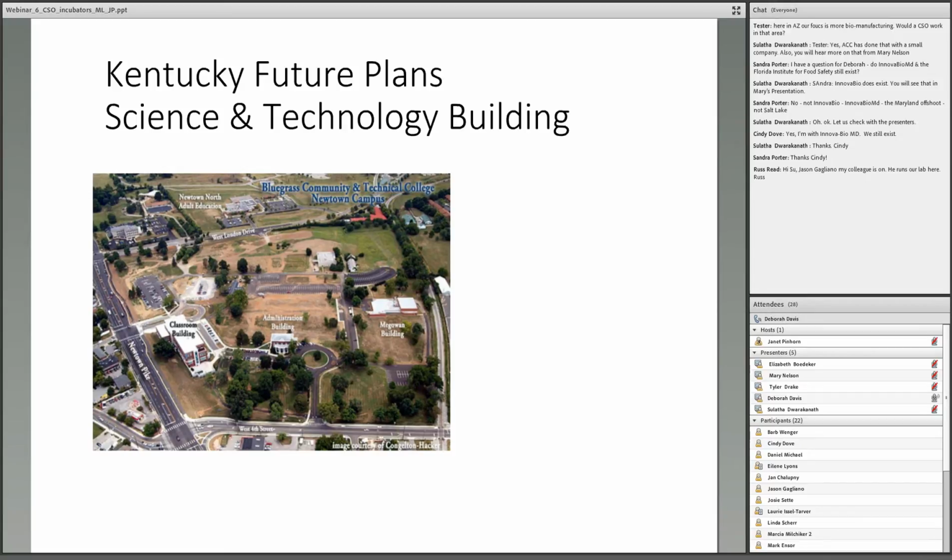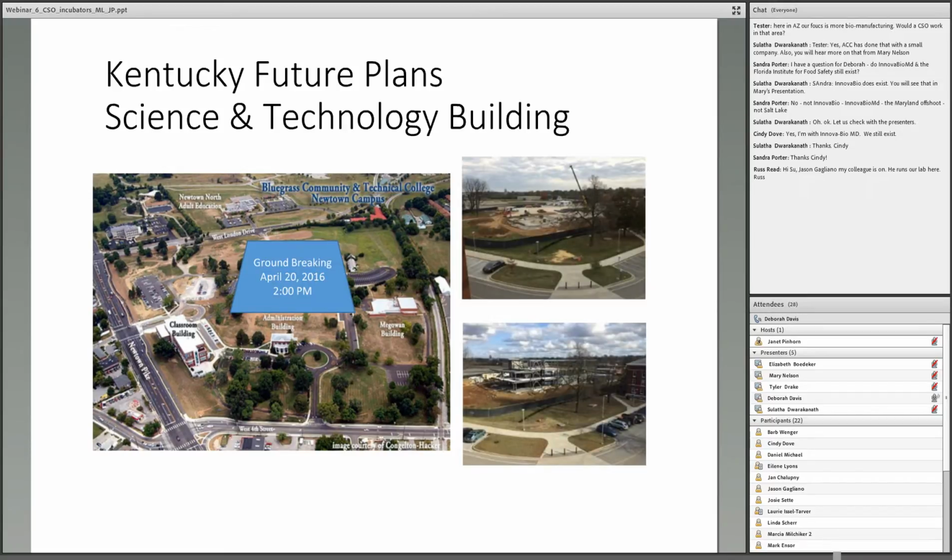So the new Science and Technology building is started. We broke ground on April the 20th of last year. The picture in the upper right-hand corner was about 6 months ago. That showed the building with the foundation being completed. And then the lower right picture is a few weeks ago. Actually, I think it was last Friday. So the building is coming along. And we are going to be located where that little smiley face is.